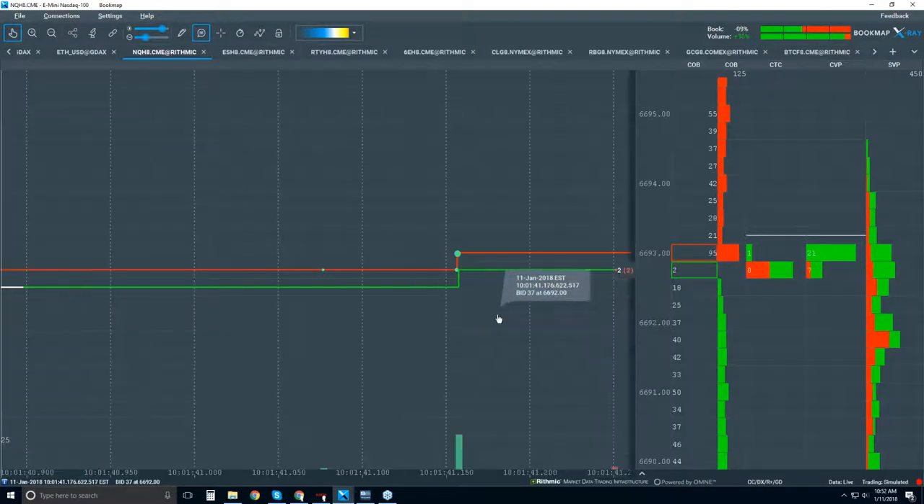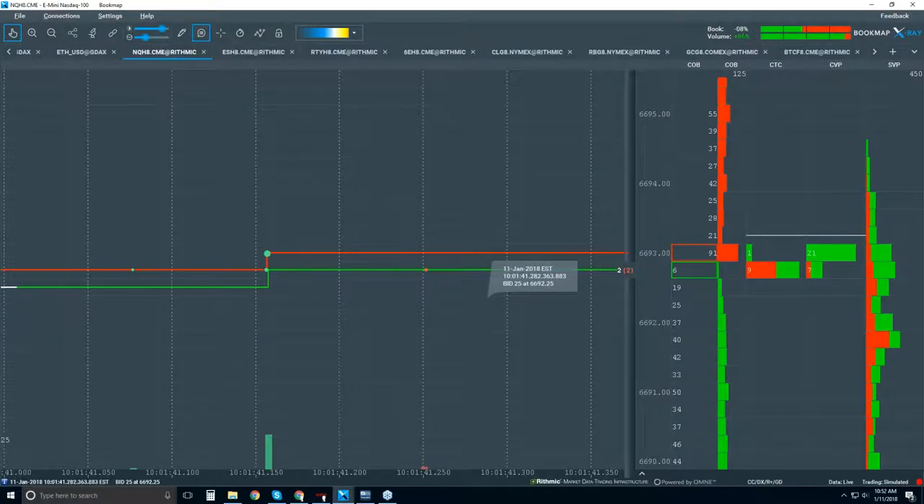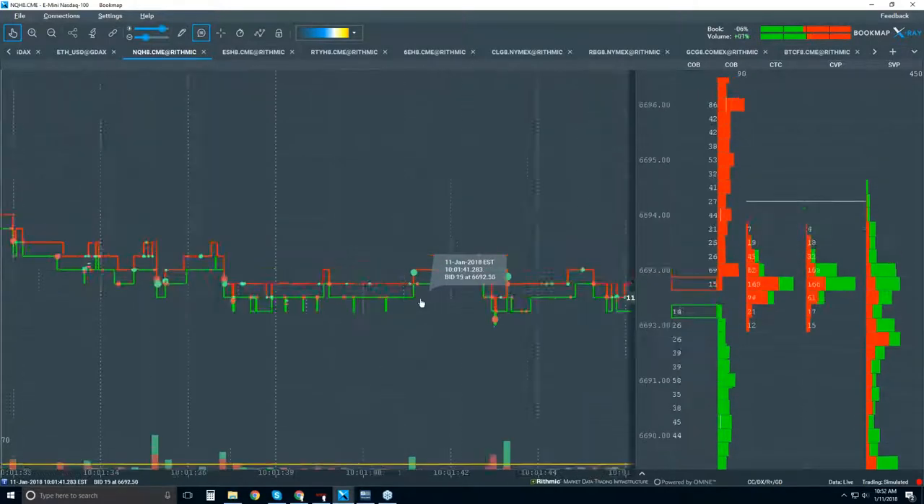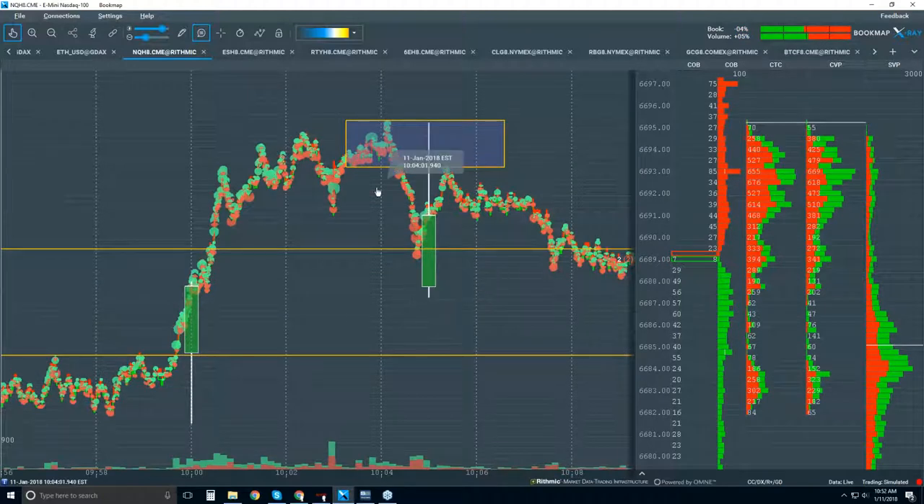Let's zoom out a little bit and we'll see a sell. Here's your sell right here. It's a red dot. It's an aggressive sell, a market sell, that took liquidity off of the best bid. So those are the two elements there, and you can get tremendous insight by looking at this.